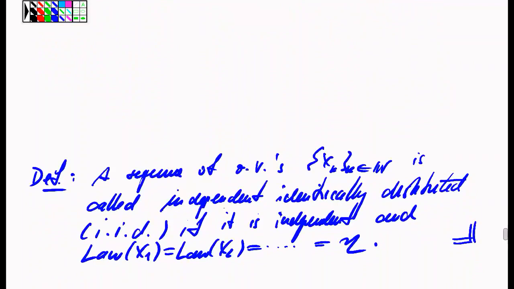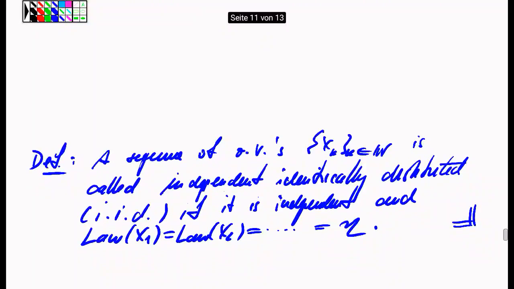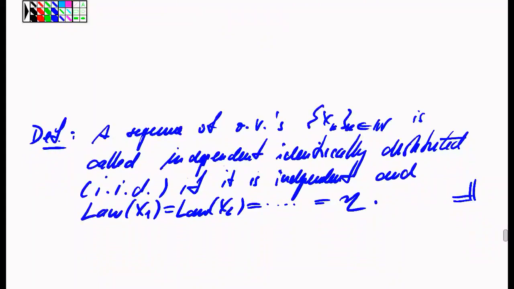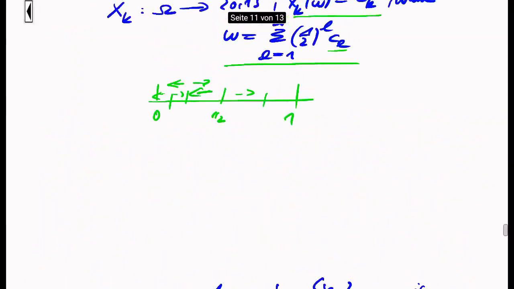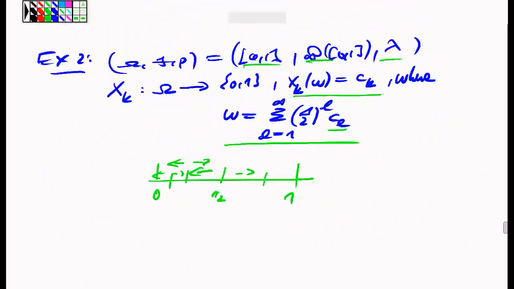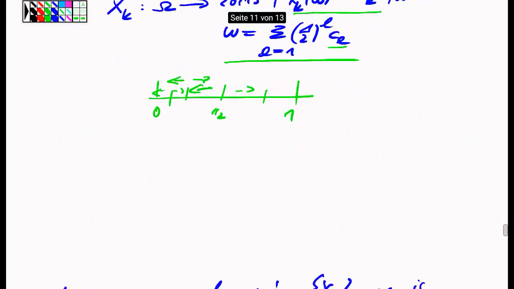The next and final definition which we want to give before we state the law of large numbers is this. A sequence of random variables which is independent is also called independent identically distributed, which has the abbreviation IID, if it is independent and all laws of the random variables which occur are the same. The previous two examples were exactly of this nature. Each of the corresponding random variables xk had the same law.